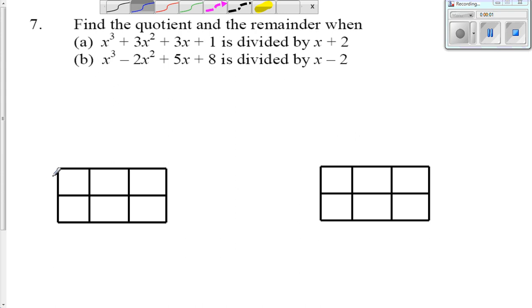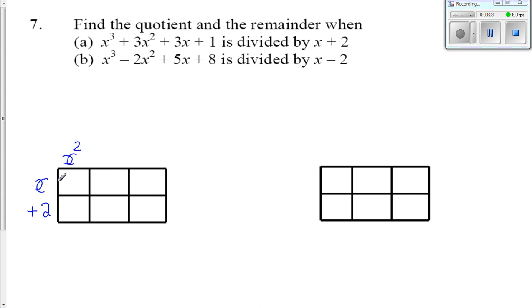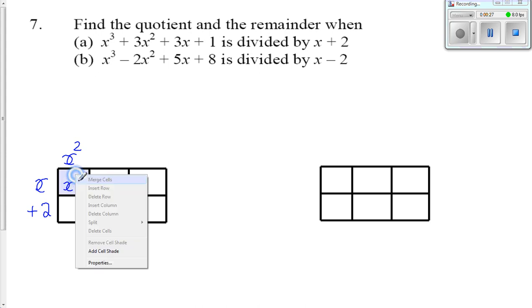Well, for question 7, I'm going to use a long division method. We've got to divide this cubic here by x plus 2. So my method is to write x and plus 2 along the side here. Now we're trying to get x cubed here, so the only thing that can possibly be is we must start with an x squared, because x squared times x gives the x cubed.